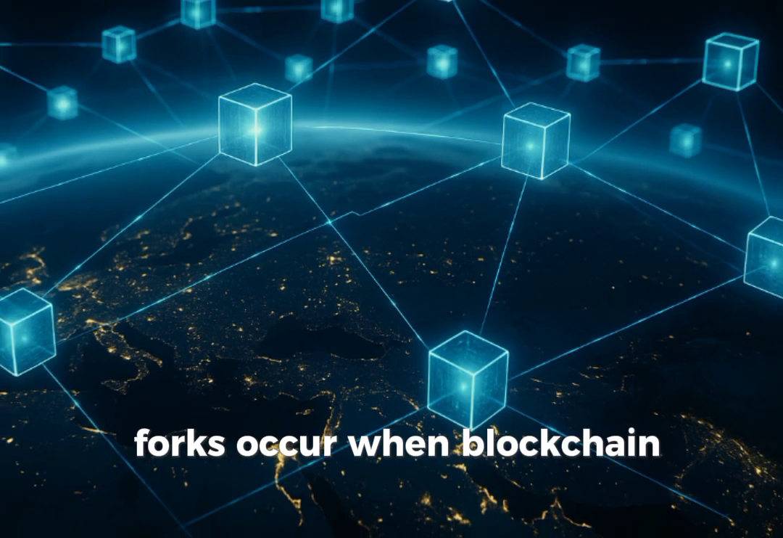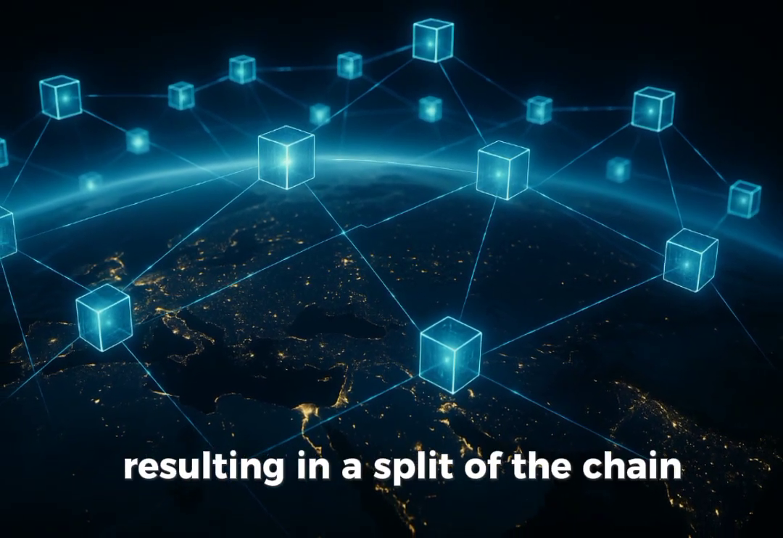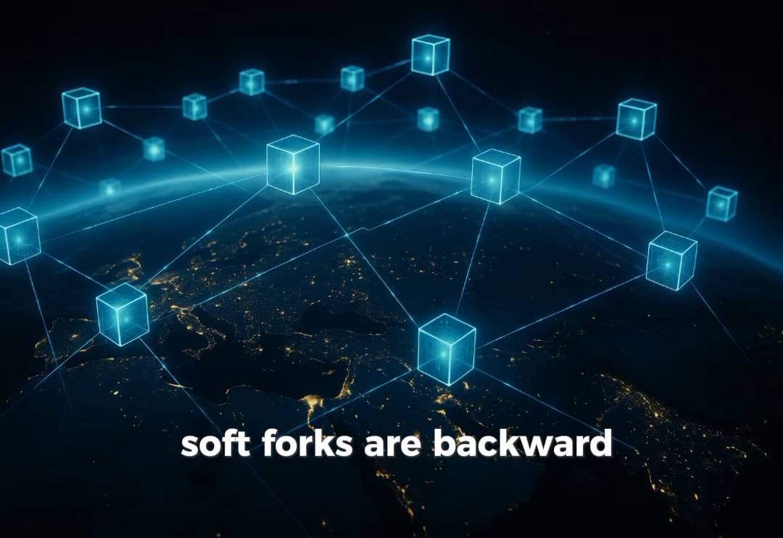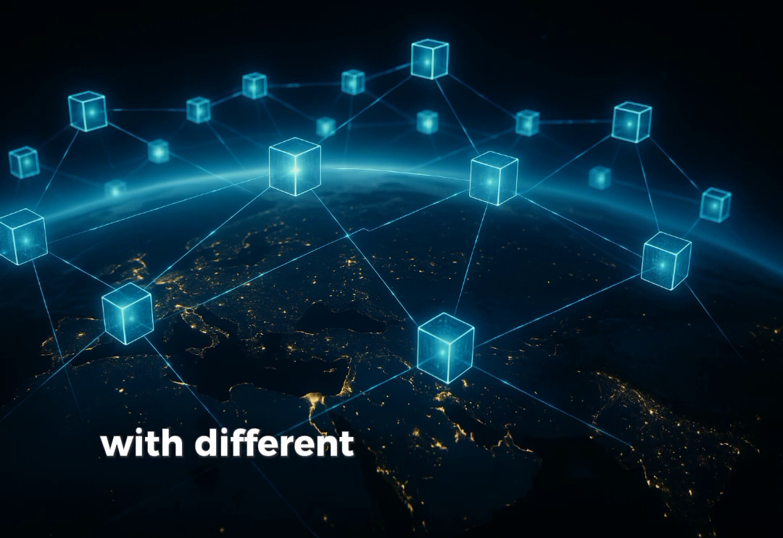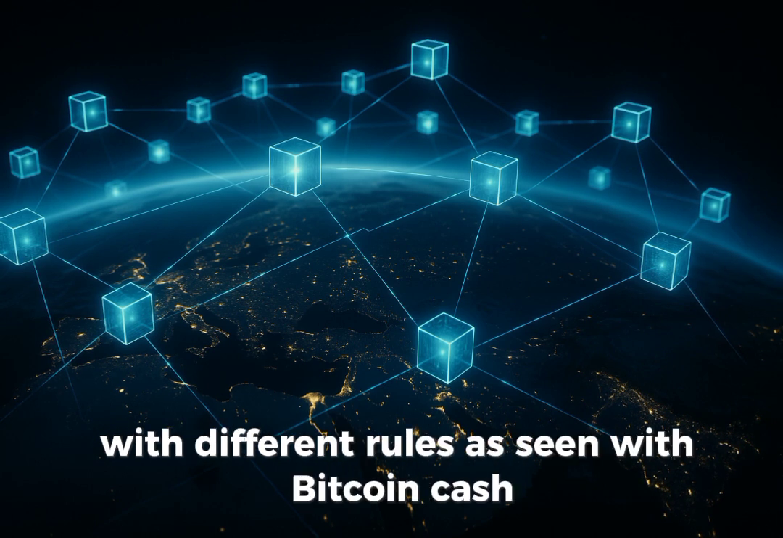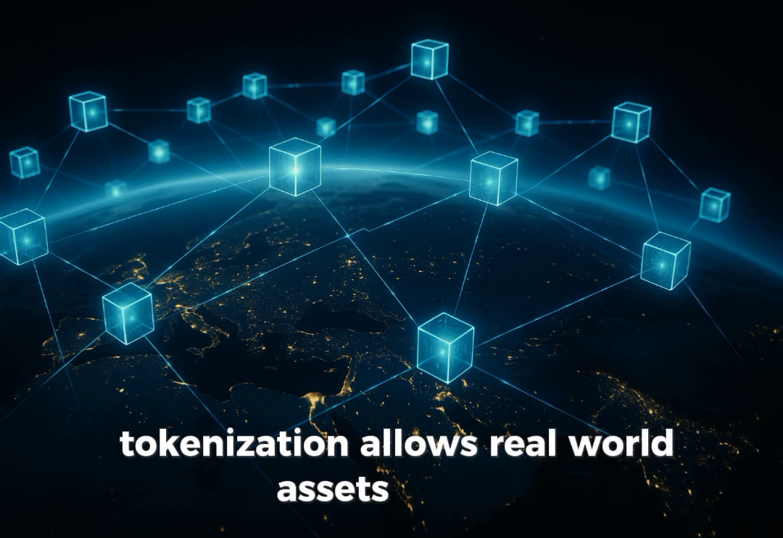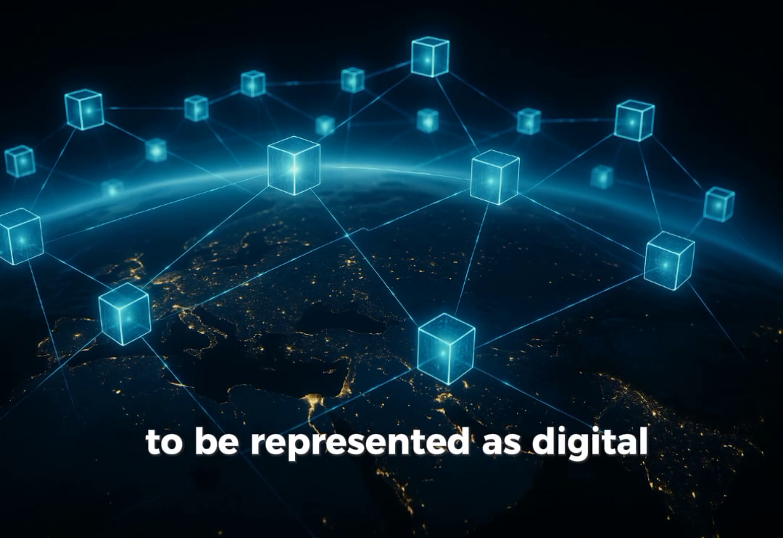Forks occur when blockchain communities disagree on protocol changes, resulting in a split of the chain into two separate blockchains. Soft forks are backward-compatible changes, while hard forks create entirely new chains with different rules, as seen with Bitcoin Cash splitting from Bitcoin.